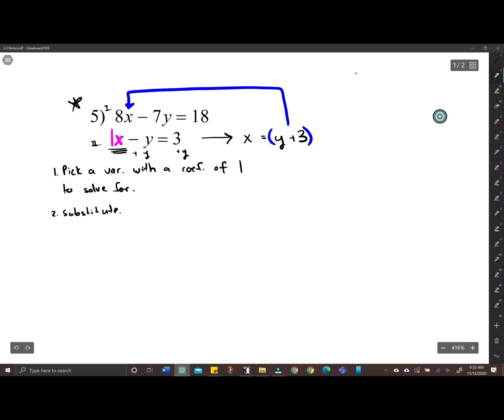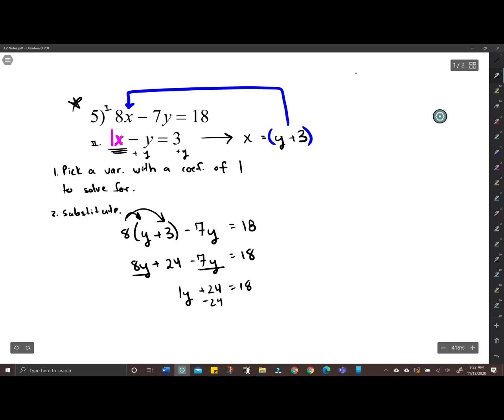So 8 times y plus 3 minus 7y equals 18. We're going to distribute both things. And from there, combine your like terms. 8y minus 7y is just y, so sorry about that. It's just 1y plus 24 equals 18. Minus 24, minus 24. 18 minus 24 is negative 6.